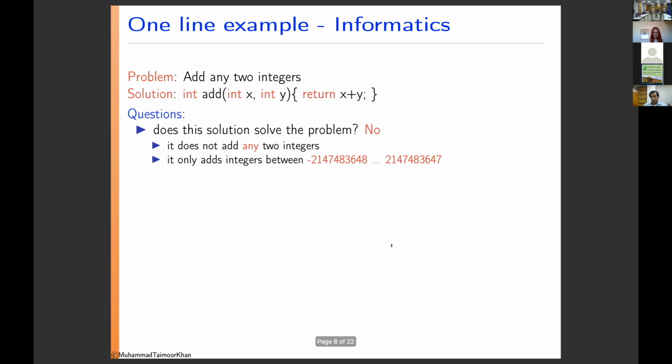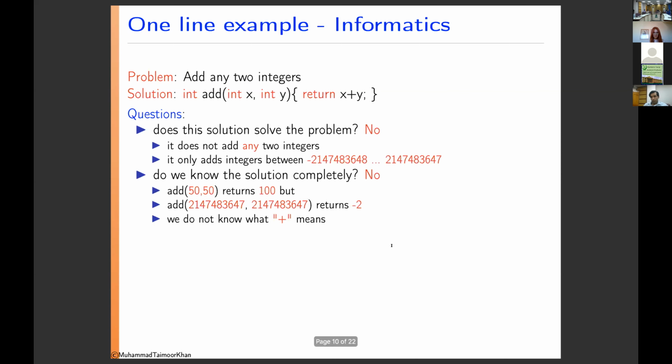The answer is certainly no. Why? Because it does not add any 2 integers. In fact, it adds only the integers in a very specific range of the Java integers. Now, do we really know the solution completely? Do we really understand this simple addition, return x plus y? What does it do? And the answer, unfortunately, again is no.